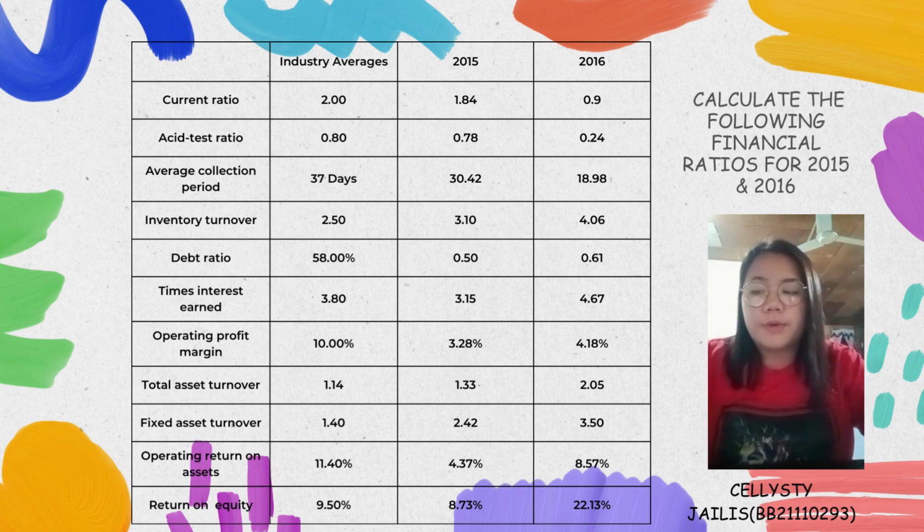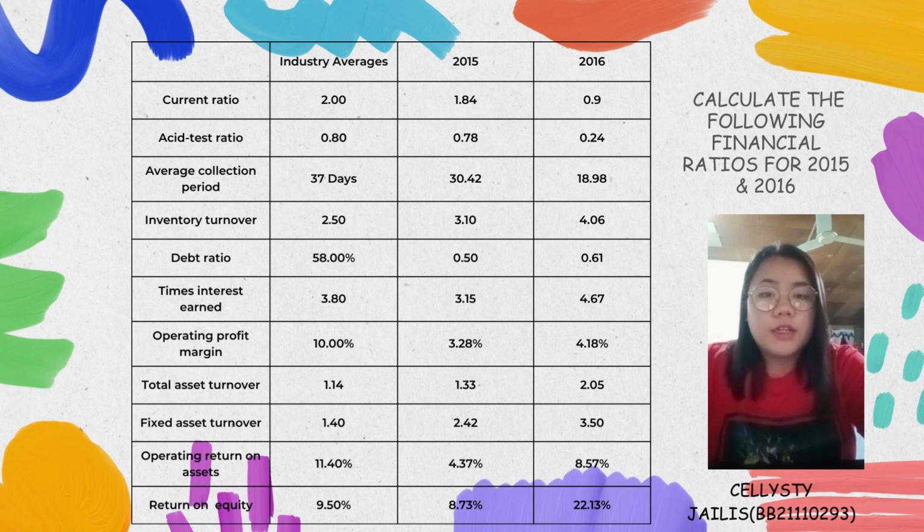Next is the debt ratio, where the formula is total liabilities divided by total assets. So for 2015, 70,313 divided by 140,625 and we got the answer 0.5. And the same goes for 2016, we got the answer 0.61.